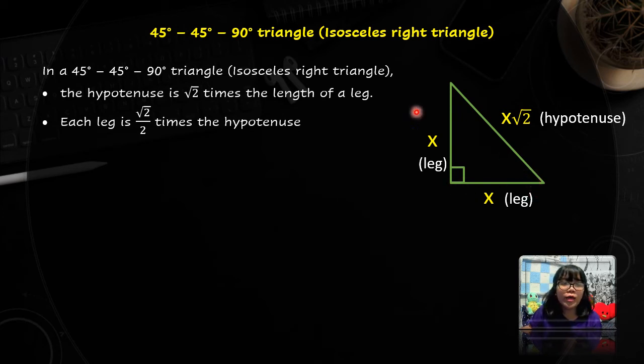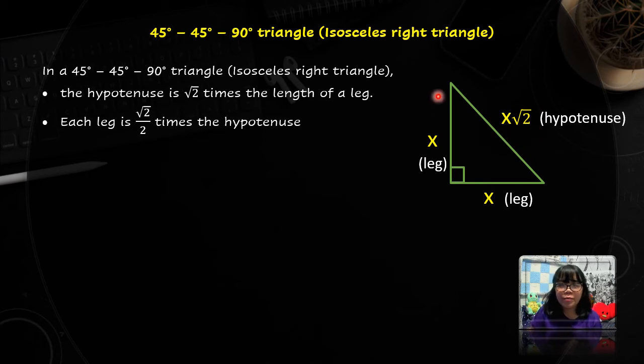Okay? Now, if given the value of one leg of this triangle, then to get the other side, that will be equal. So if this is 5, this is also 5 because they are just equal. And for you to get the hypotenuse, you just have to multiply the leg by square root of 2. So if the measure of one leg is x, then the other leg would be x, and the measure of the hypotenuse will be equal to the product of x and square root of 2.